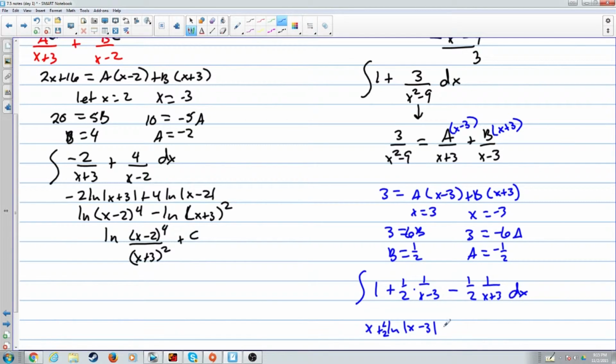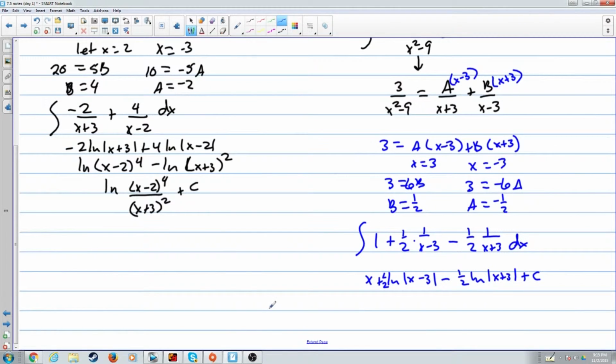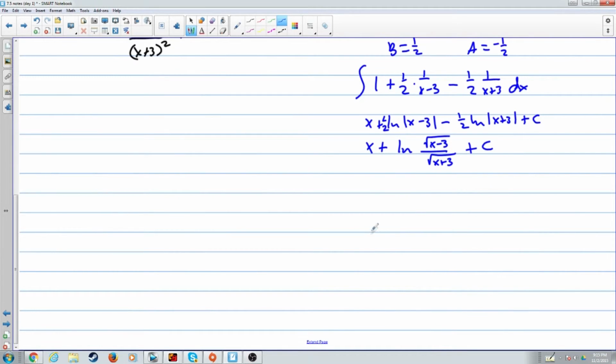And then we have minus 1/2 natural log absolute value of x plus 3, and then plus c. We can write this as x plus the natural log of the square root of x minus 3 over the square root of x plus 3, and then plus c. We can write that as x plus the natural log of the square root of x minus 3 over x plus 3, and then plus c.